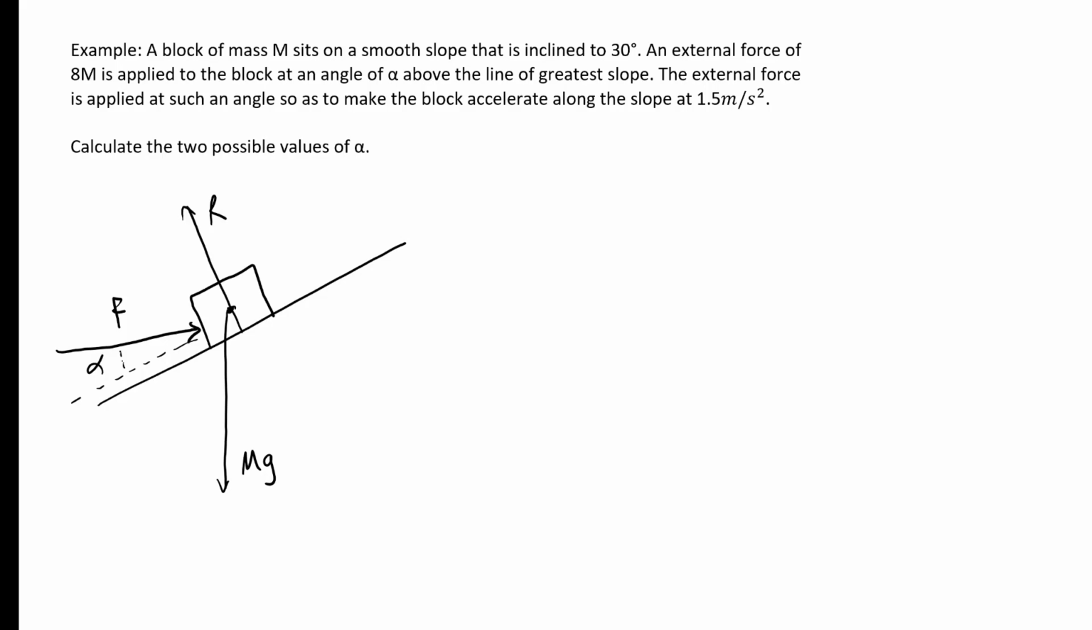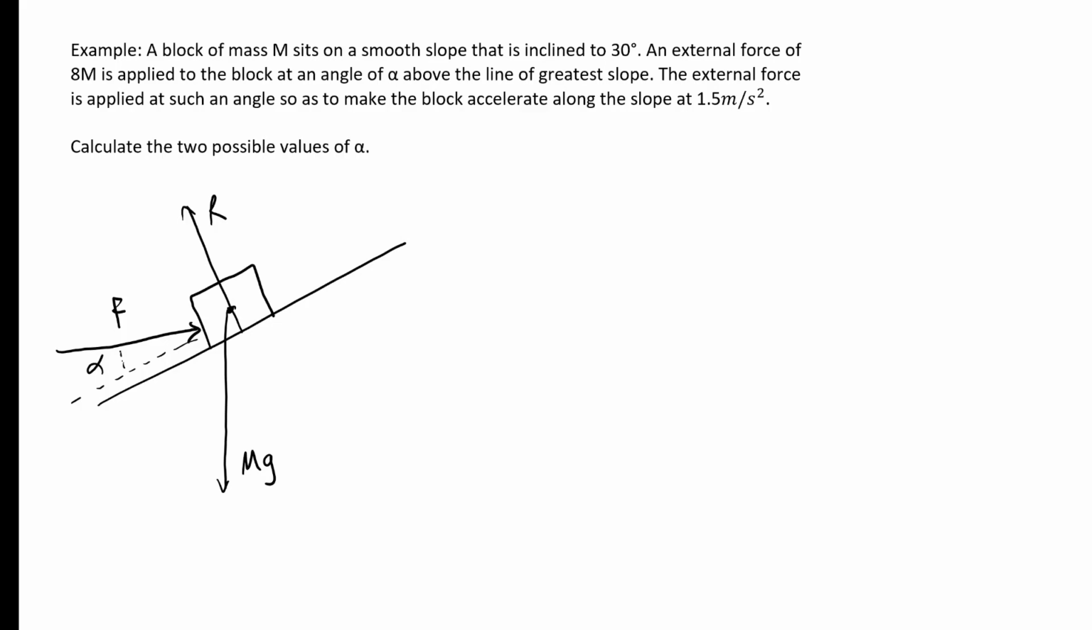We are told that this block accelerates but not the direction. So that will take some thought. And then the question itself is calculate the two possible values of alpha. Before actually calculating them, we need to think about why there are two values. There are two angles because the force could be directed so as to accelerate the block up the slope or down the slope at 1.5 meters per second squared.